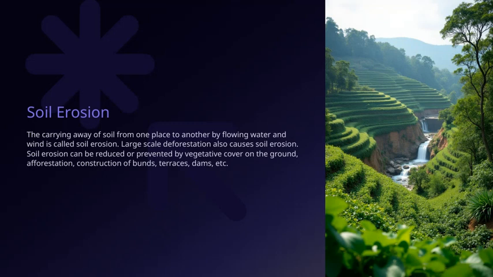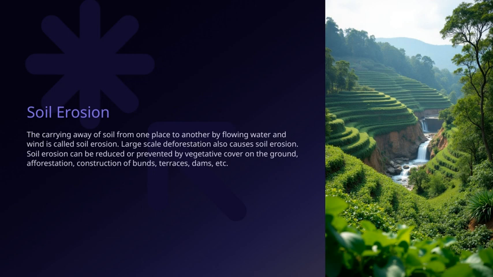Soil erosion, as many of you know, is the process where soil is carried away from one place to another, primarily by flowing water and wind. It's a natural process, but it can become a serious problem when it happens on a large scale. For instance, when we clear forests through deforestation, it often accelerates soil erosion because there are fewer roots to hold the soil in place. This can lead to the loss of fertile topsoil, which is vital for healthy plant growth.